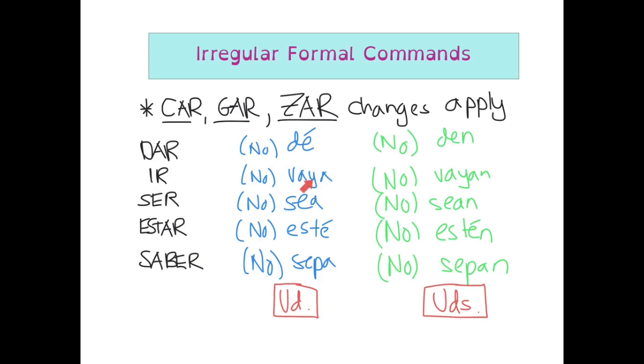Ir, to go: vaya, vayan. Ser, to be, but in situations from the acronym DOCTOR: sea, sean. Estar, to be, again, but in situations that have to do with place: esté, con acento, estén, con acento. And saber, to know facts and information: sepa, sepan. And of course, to make these negative, you just stick a no before them, and you're good to go.